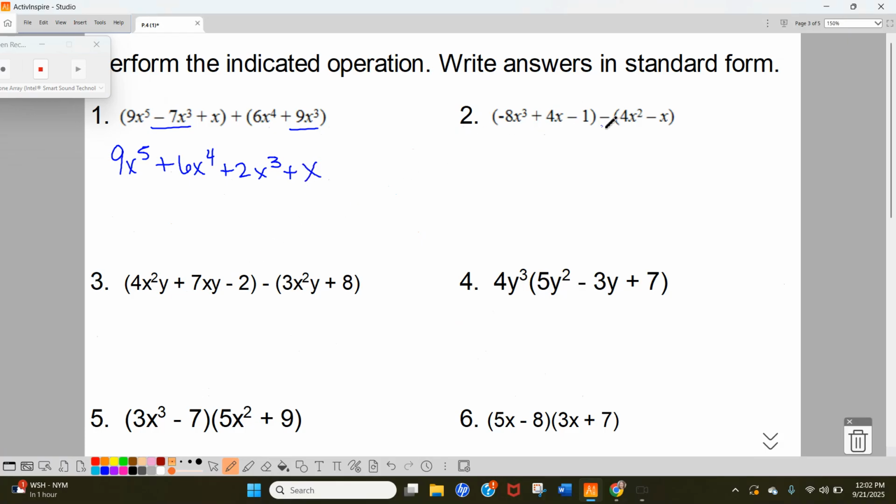So remember, that means add the opposites. So you can show it like that, or you can just rewrite the whole problem and make this minus 4x squared plus x. I don't care which one of these you do, but you have to show one or the other. And then again, you're combining like things. So negative 8x to the 3rd minus 4x squared, and then you can combine these and get 5x minus 1.